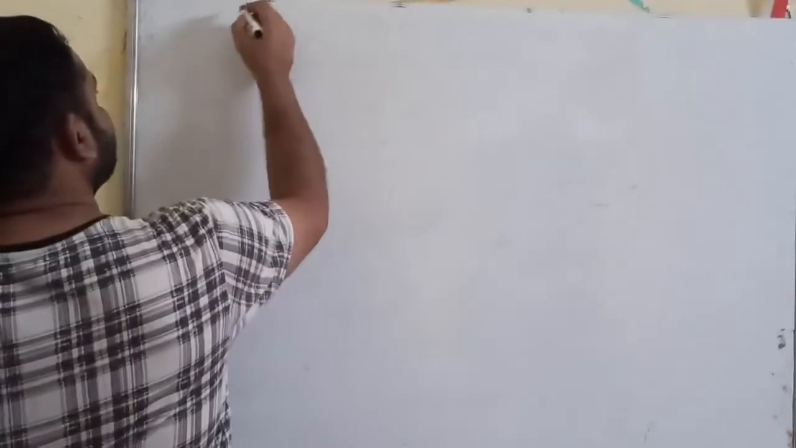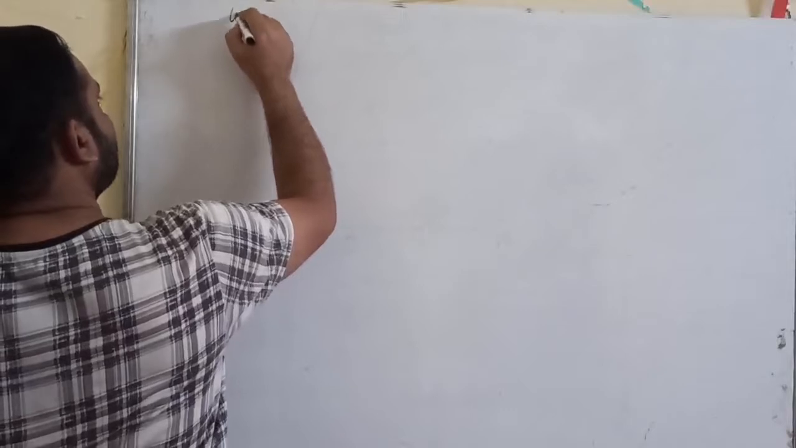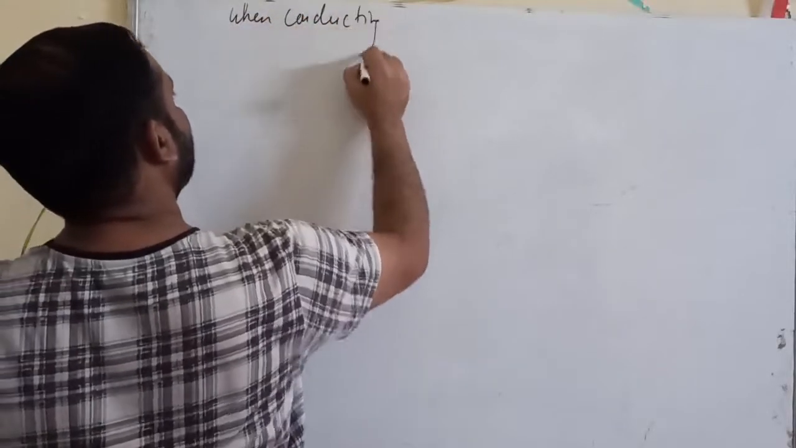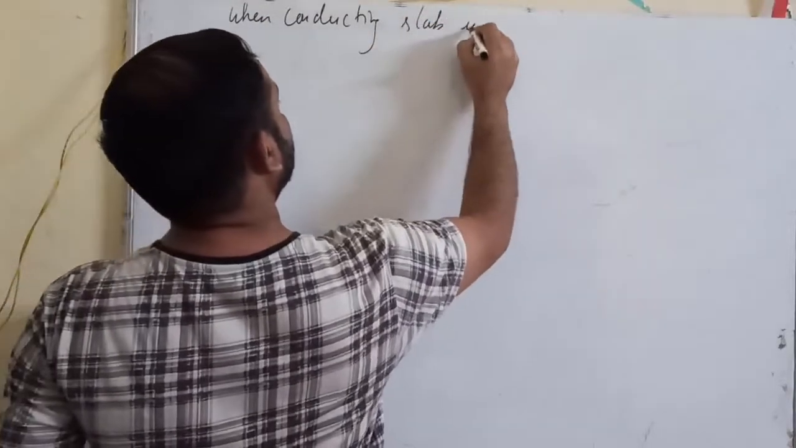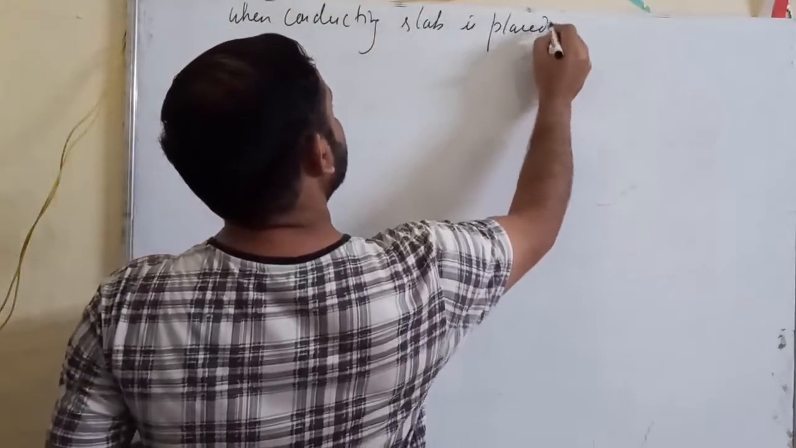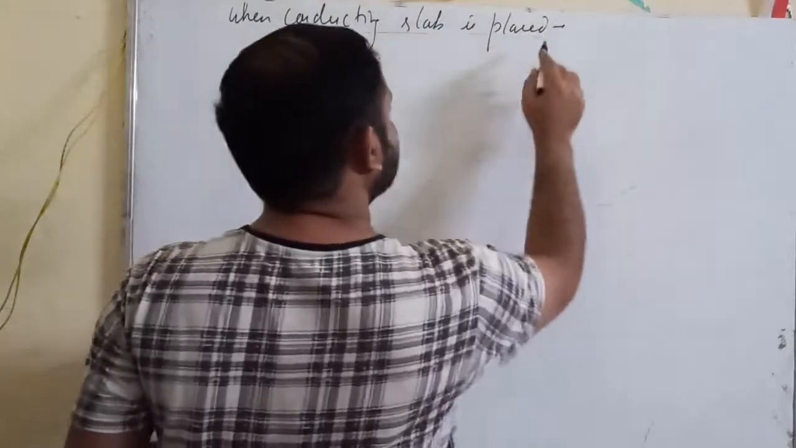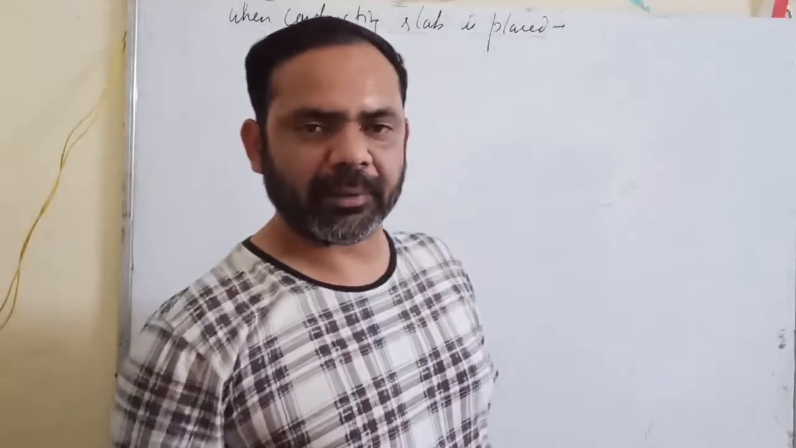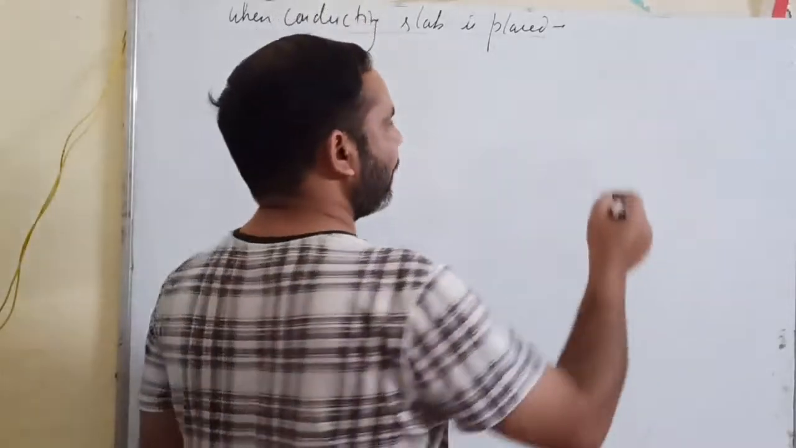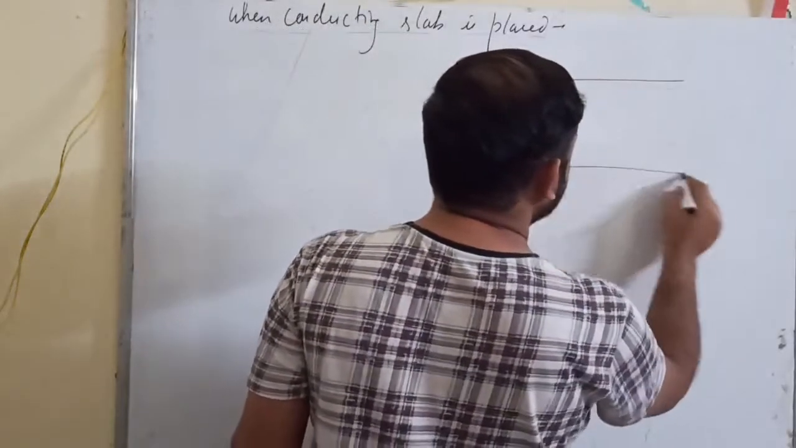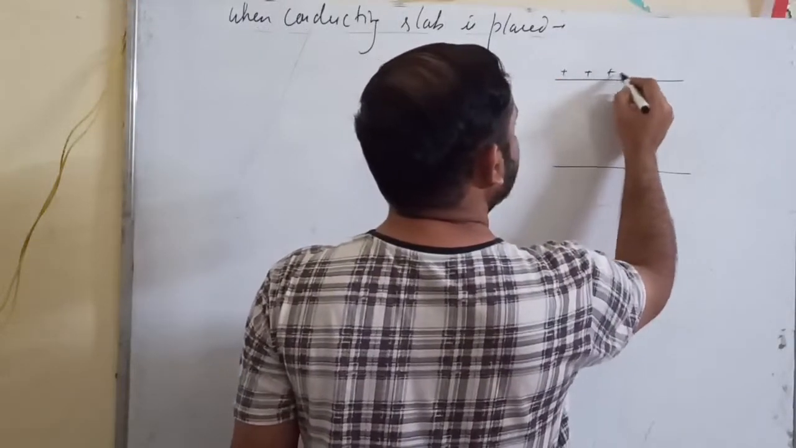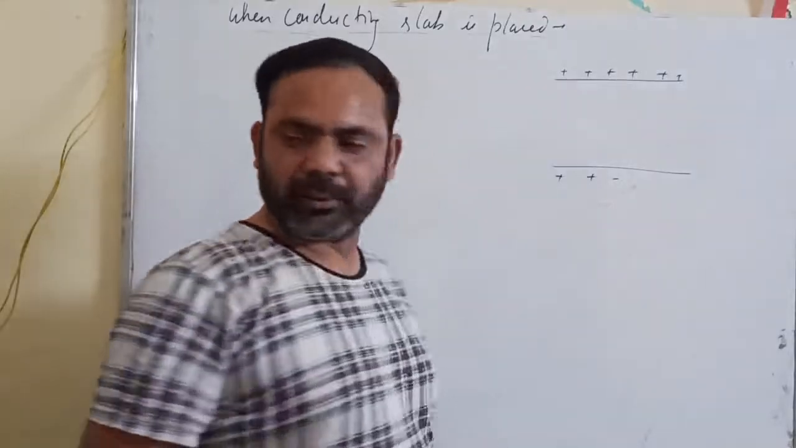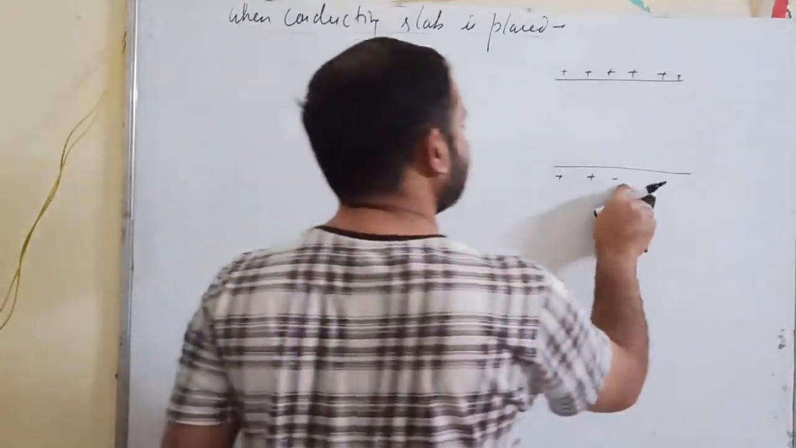First of all, the first case is when a conducting slab is placed. When you place a conducting slab between the plates of a parallel plate capacitor, then what will be the effect on the capacitance? So we have a parallel plate capacitor, this one, and on the other side it will be negative charge.